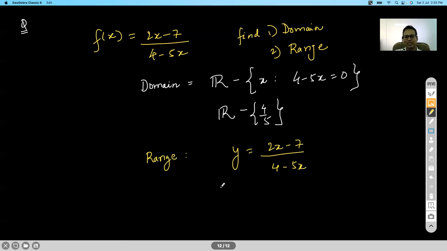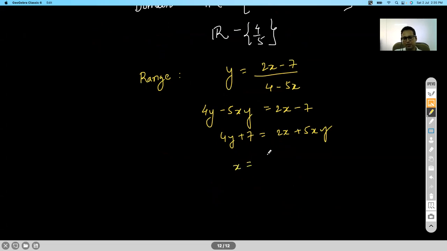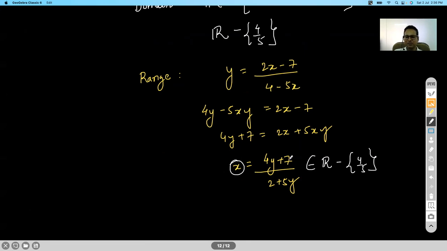So now here I'll try to make x the subject of the formula. So let's take the denominator to the right side. Let's bring x terms to one side. So x will become 4y plus 7 divided by 2 plus 5y. Now, this is actually your x value, right? So first of all, if you want this to be real, you don't want your denominator to become 0, right? So this thing should never be 0. That means y can never be minus 2 by 5. Okay, so this is number one.